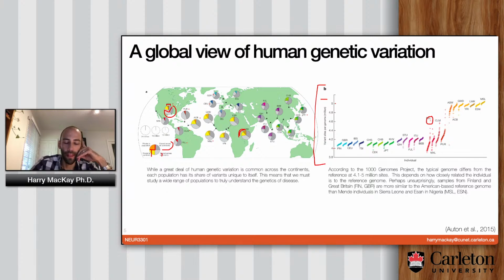So, of course, these are variants relative to the reference genome. Relative to the reference genome, people from Western Europe, Great Britain, Finland, Central Europe, these kinds of people, are not terribly different from each other in terms of the number of variants they have compared to the reference. These people are all fairly similar to the reference genome, of course, because the reference genome was made up of people of European descent for the most part.